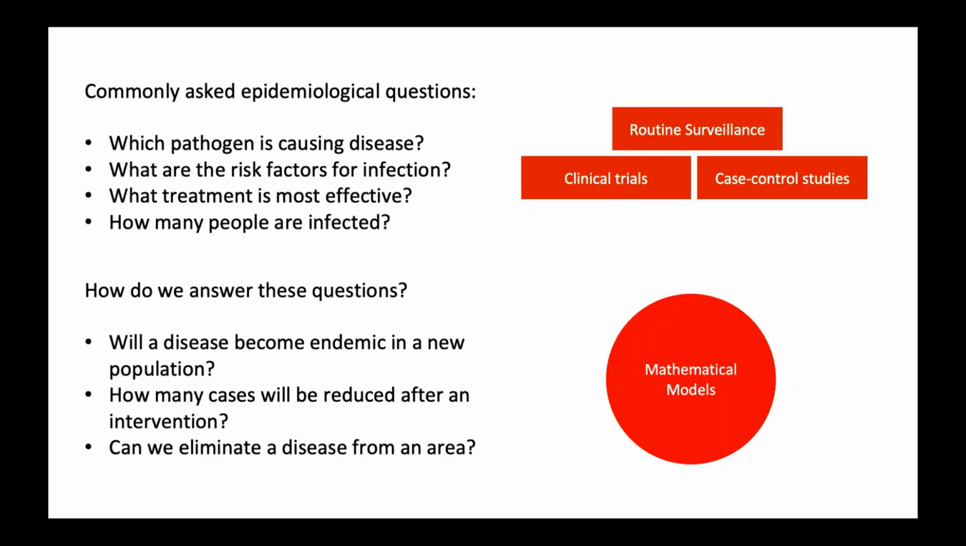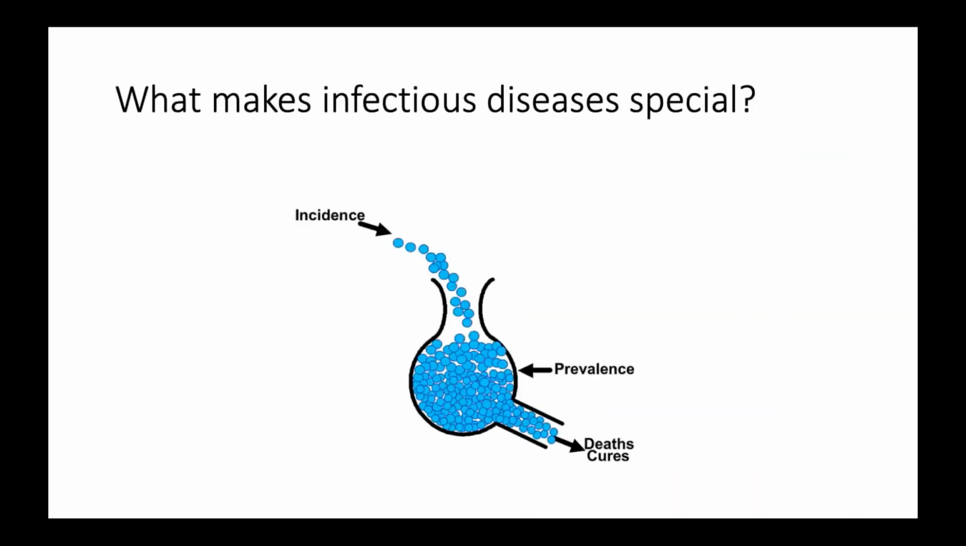And this is really what mathematical models are great at. They can answer these questions by creating a hypothetical population and running simulations to ask these complex questions that cannot really be answered in field studies. To get a little bit more specific, I want to talk first about what makes infectious diseases special.